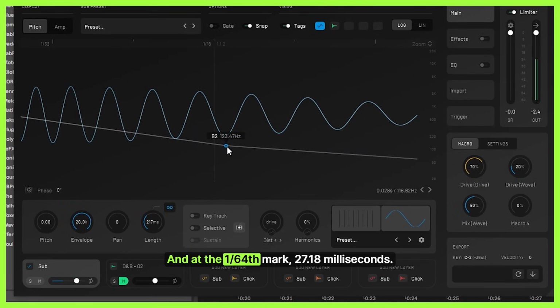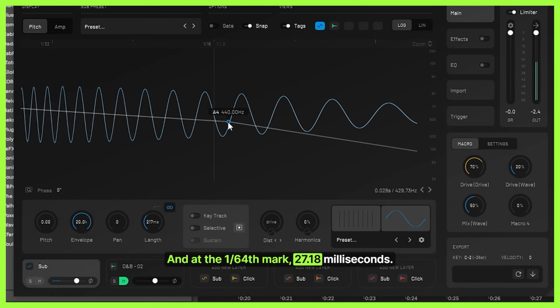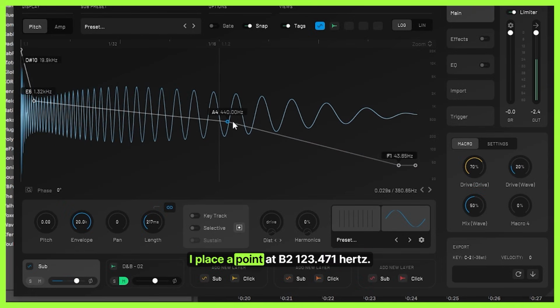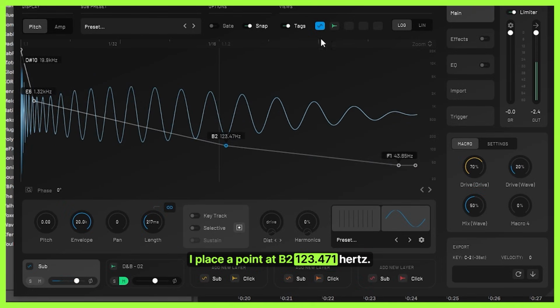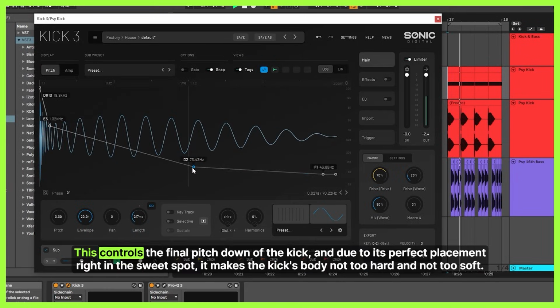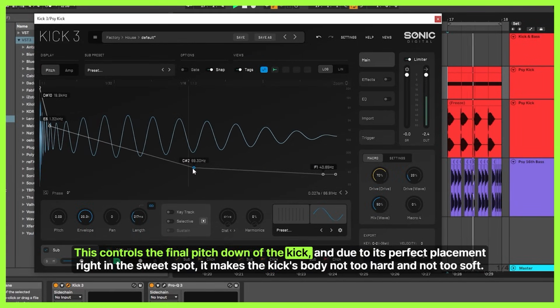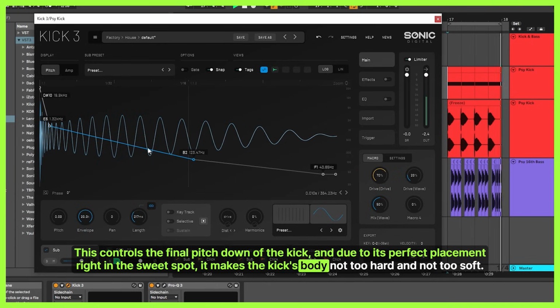And at the 1/64th mark, 27.18 milliseconds, I place a point at B2, 123.471 Hz. This controls the final pitch down of the kick, and due to its perfect placement right in the sweet spot, it makes the kick's body not too hard and not too soft.